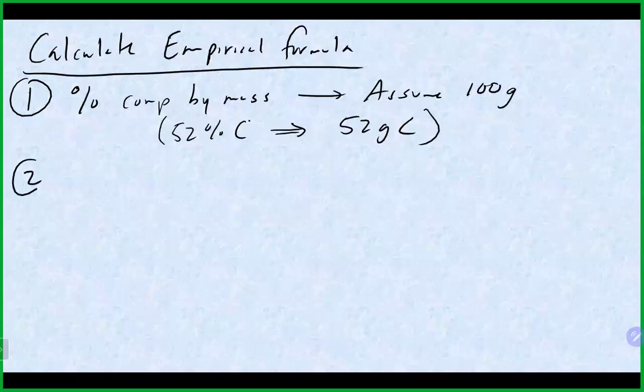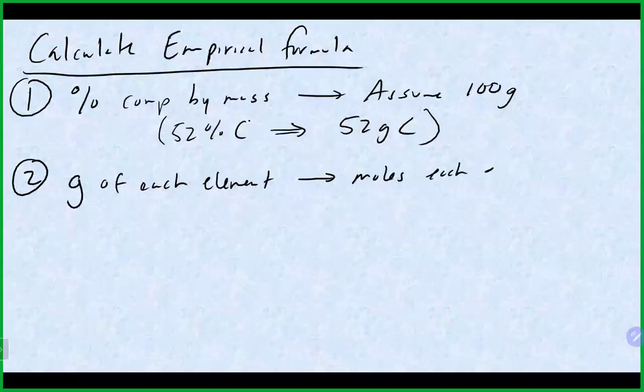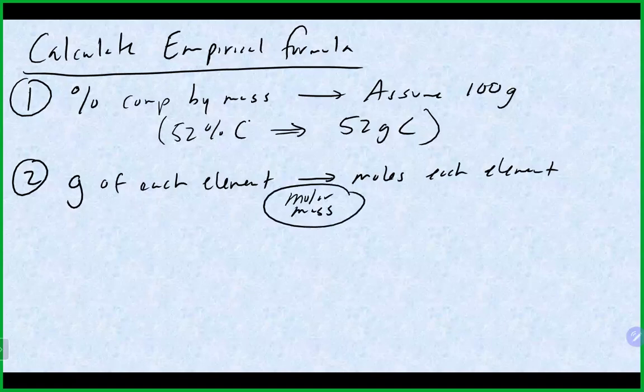You're going to then take the grams of each element and convert it into moles of each element. And that obviously is what we've been doing, using the molar mass as our conversion factor from the periodic table, those grams per mole. Once you have the moles of each element, you're going to divide by the smallest number of moles.